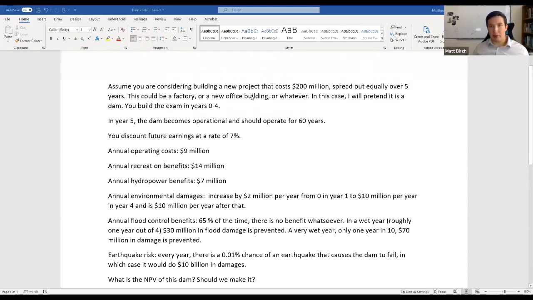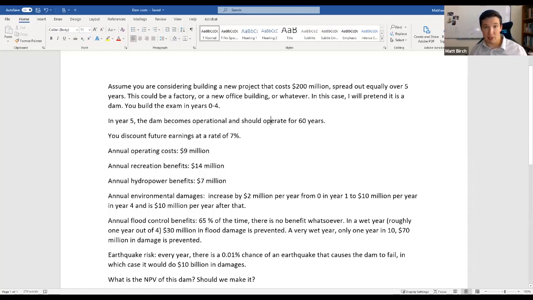All right, we're considering building a new project that costs $200 million, spread out equally over 5 years to make it. This could be a factory, a new office building, whatever. In this case, I'm going to use the example of a dam because I'm making this for my environmental econ class, and so it'll give us some fun things to talk about. It takes 5 years to make. We build it during years 0 through 4. In year 5, the dam is operational and should operate for 60 years.